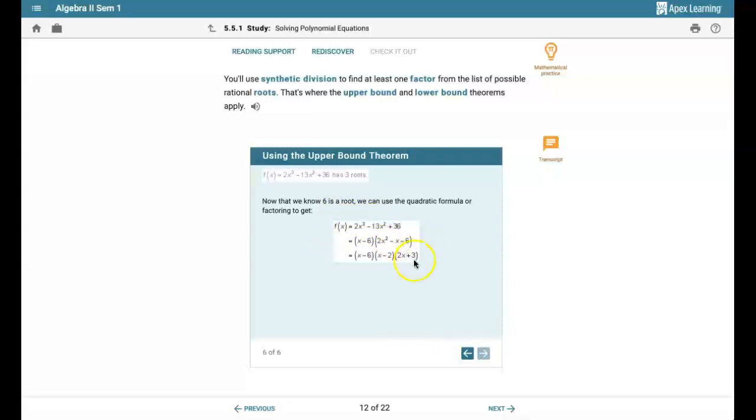I do want to point out, when we solve these, this would be x equal to positive 2, and this would be equal to our negative 3/2. We didn't have to use the quadratic formula because we knew that positive 6 was a root, and based on this, we either had to have 0 positive real roots or 2 positive real roots. So I knew for sure that I had to have at least one more, which means I could do my normal factoring process.